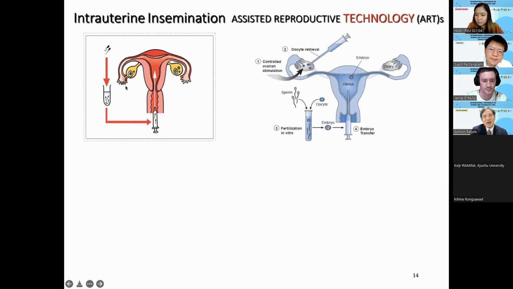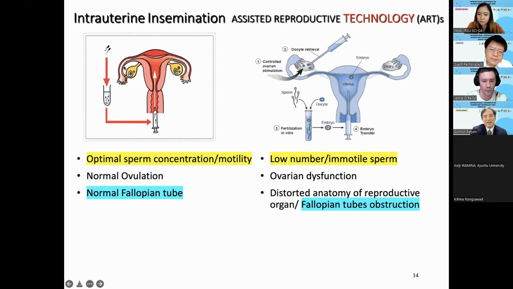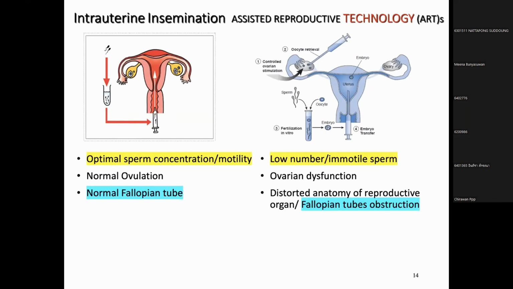But for the IUI, it's natural because we have to let the sperm swim to the egg. So the indication of the treatment is quite different. For the IUI, the natural way, the male has to have a normal sperm concentration and sperm motility. The sperm have to swim by themselves, and the woman has to have normal tubes.